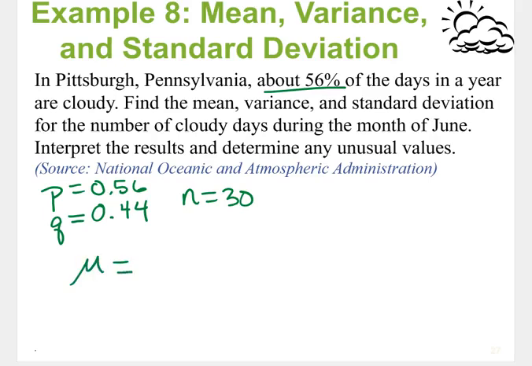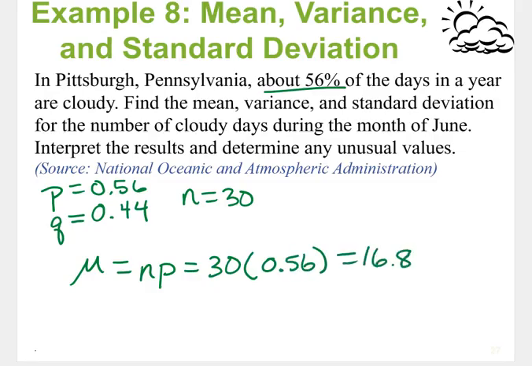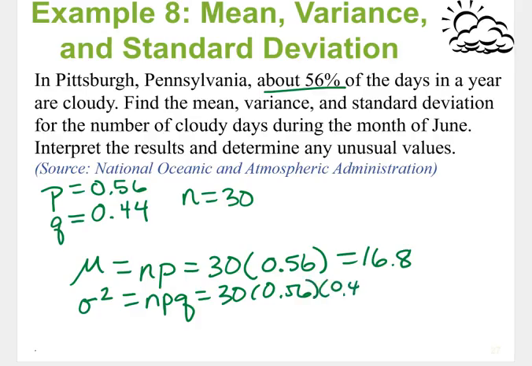All right, so let's find the mean first. Mean, again, as you remember, is just N times P. So that's 30 times 0.56. And that gives us 16.8. Very straightforward. Then we need to find the variance, which is N times P times Q. So 30 times 0.56 times 0.44. And that turns out to be 7.4.